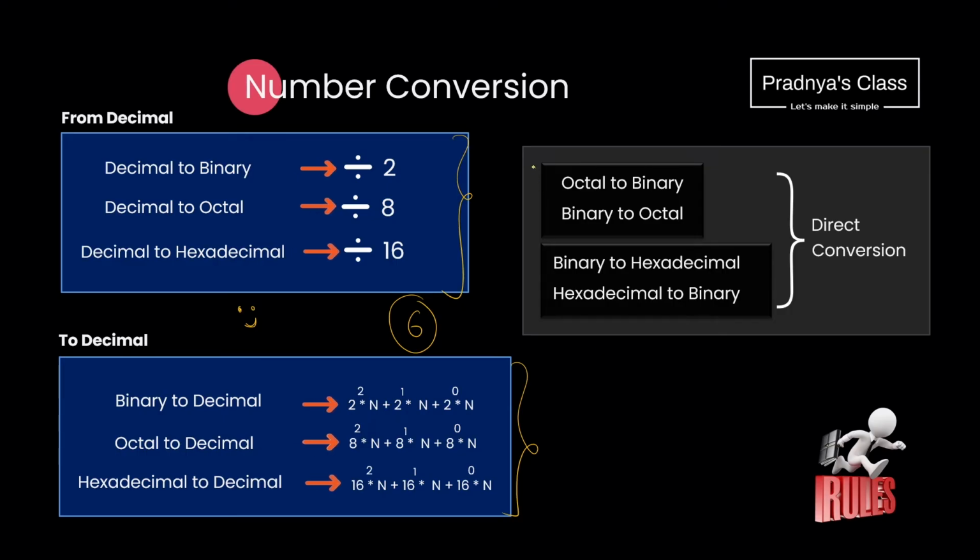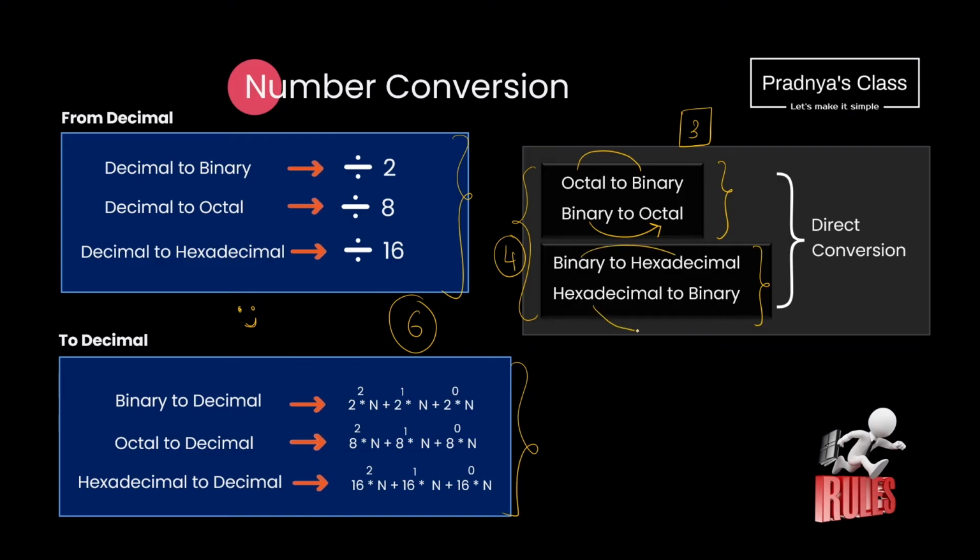Now moving ahead to the remaining 4 conversions that I have kept in set 3. Which are they? In the first category we have conversion from octal to binary and the reverse of it, binary to octal. In this set there is one more category in which we will be converting the number from binary to hexadecimal and the reverse of it is hexadecimal to binary. We will be doing this with direct conversion. What does it mean? Let's understand with example.